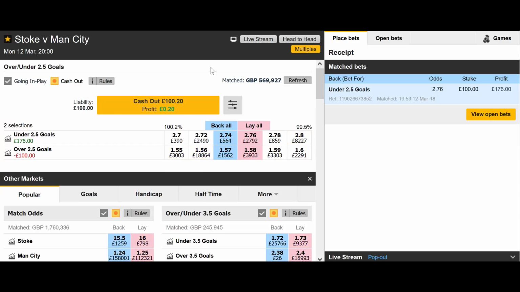But just for a quick example, this is precisely the type of matchup I'm looking for. I'm looking for a match where everyone's expecting goals, but we're going to go against the grain and try and get out with a profit, hopefully before a goal comes. But let's see what happens when this match goes in play.